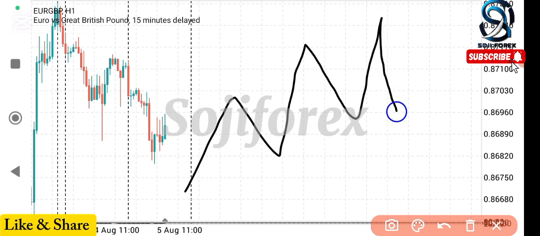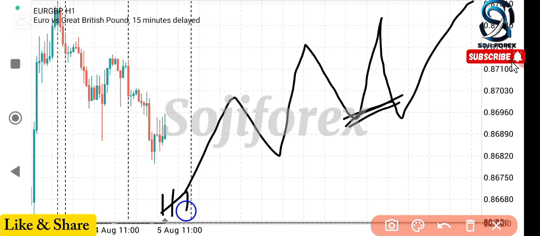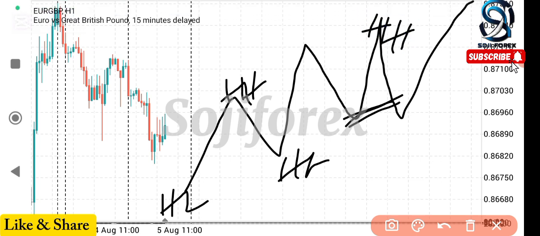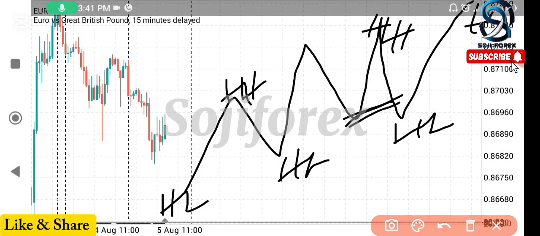So price came down, take away this, and then gave us a new higher high. So this is where we have this break of structure. So if we are to mark the structural point now, we are going to have this higher low, higher high, higher low, right? Here becomes our new higher high. And then this is our new higher low. And then the recent higher high.